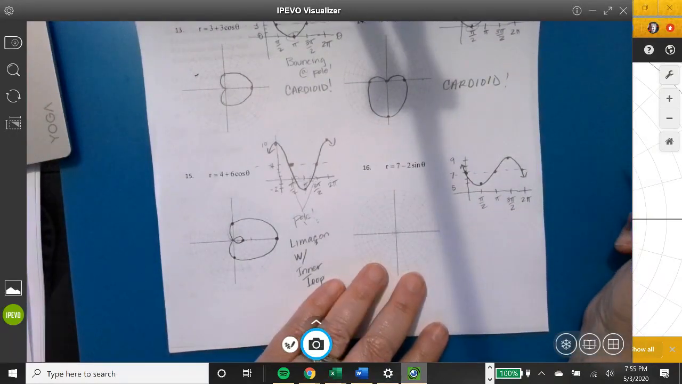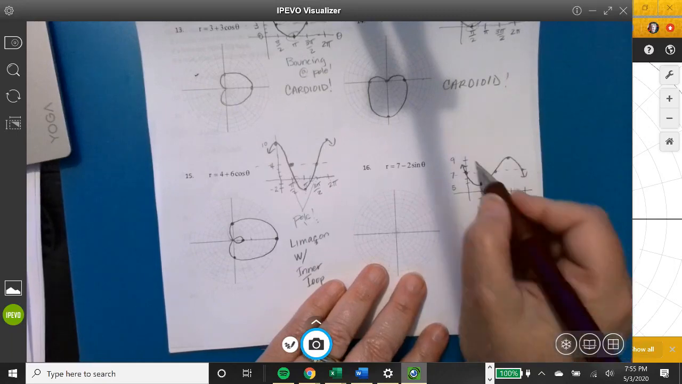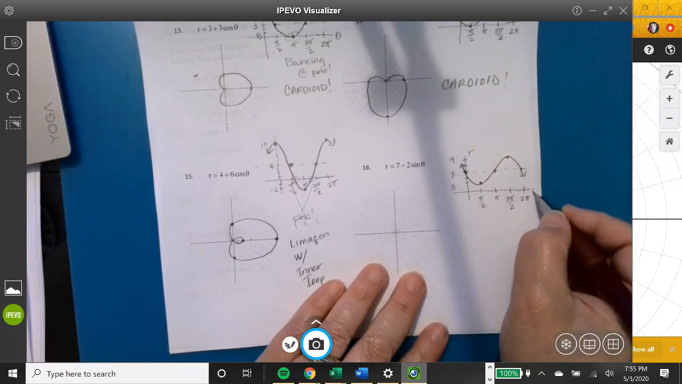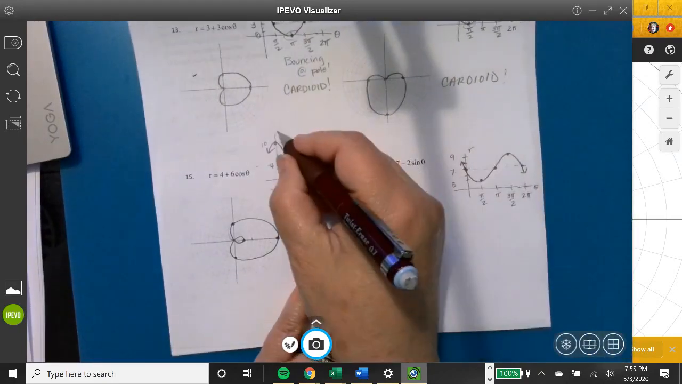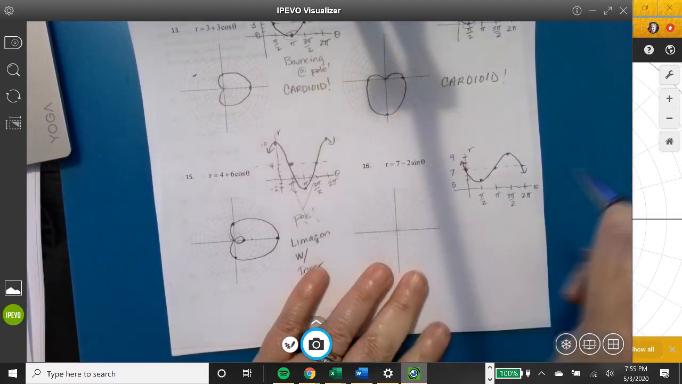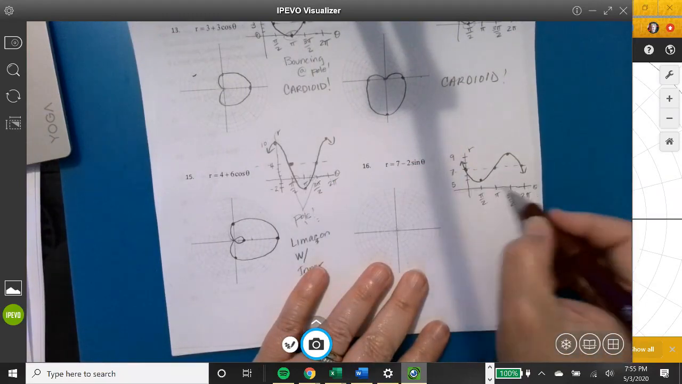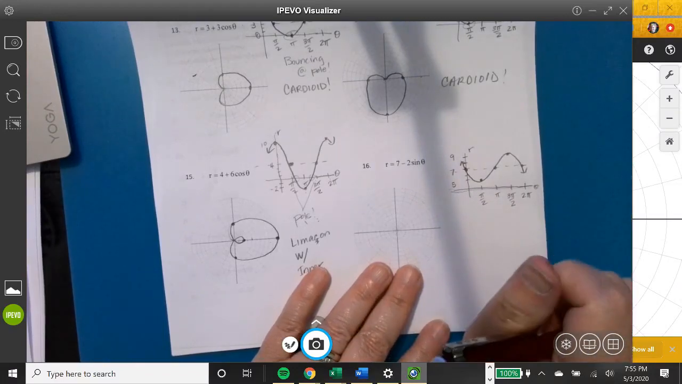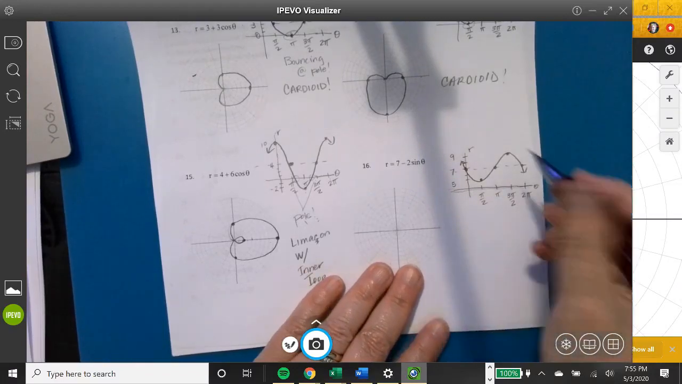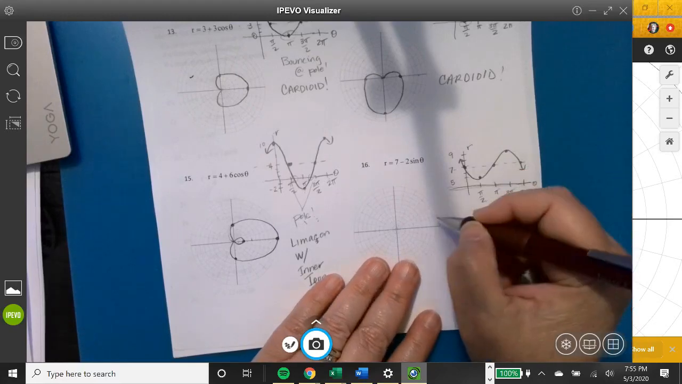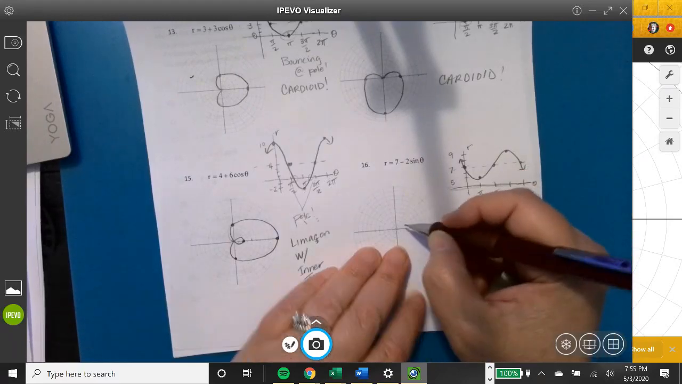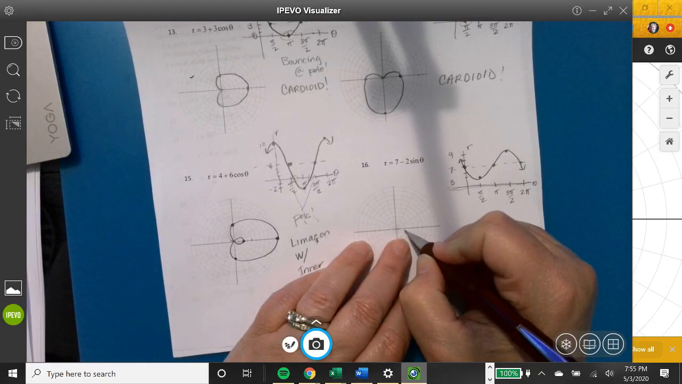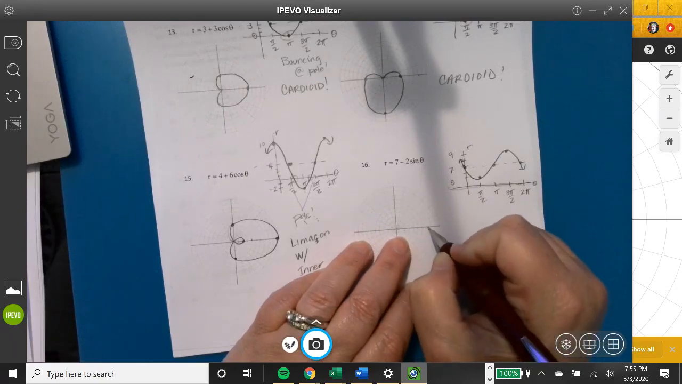All right, now you'll notice here, if this is r and this is theta, do we ever get to the pole? No, we never reach the pole because this is the pole down here. So this is either a dimpled limaçon or it's a convex limaçon. So let's go out radially 7. 1, 2, I can't see this late at night. So here we go. 1, 2, 3, 4, 5, 6, 7.